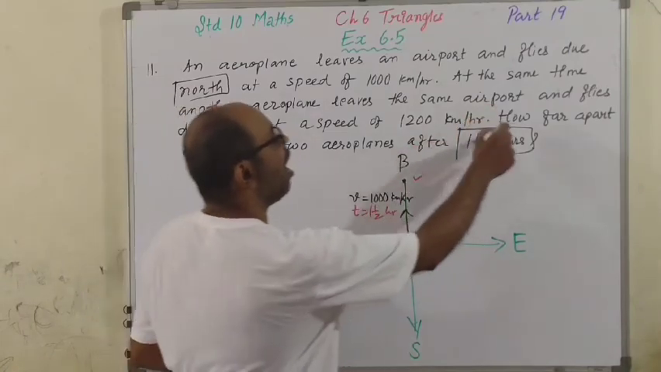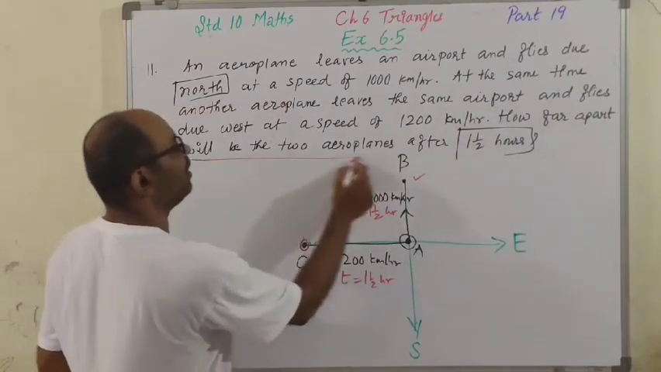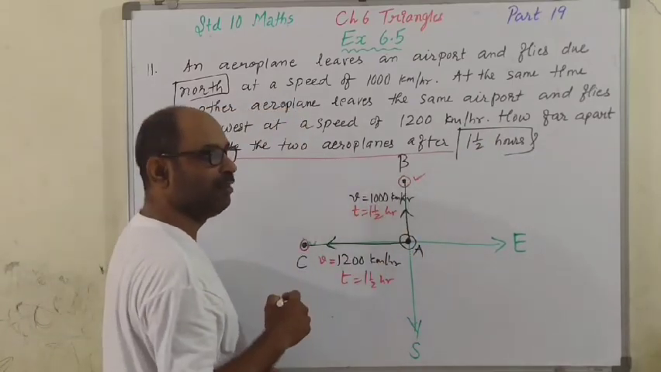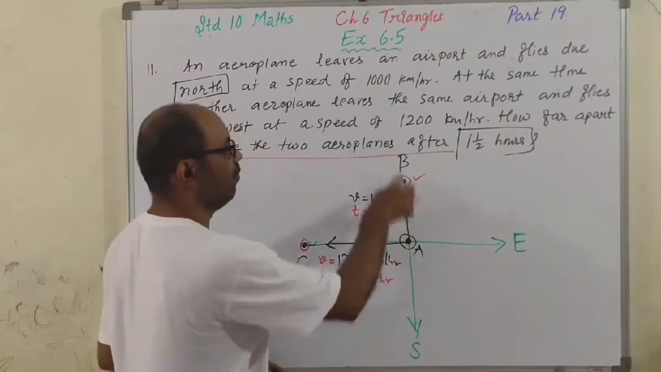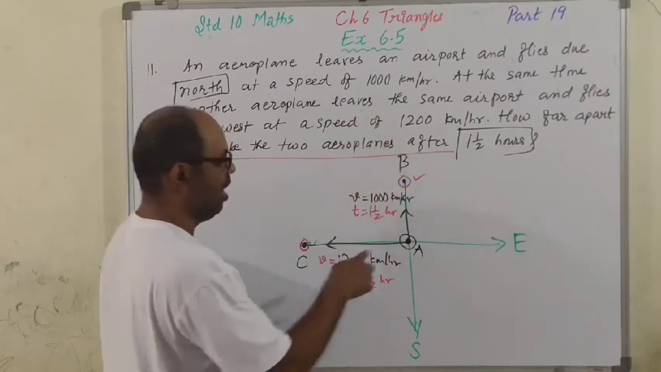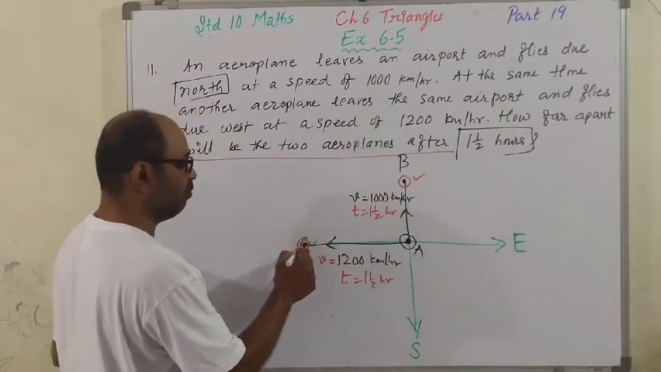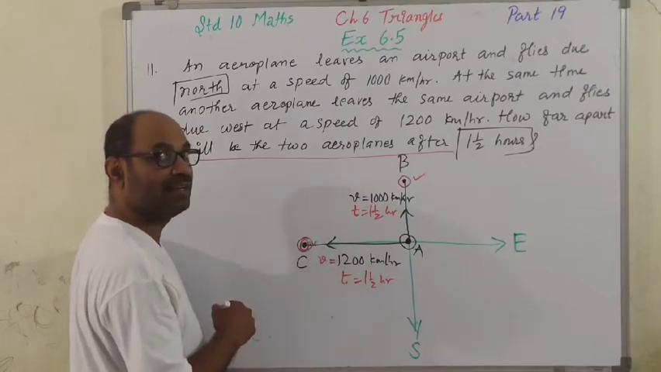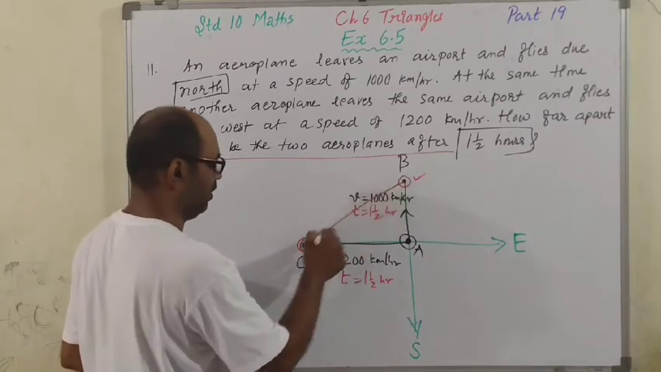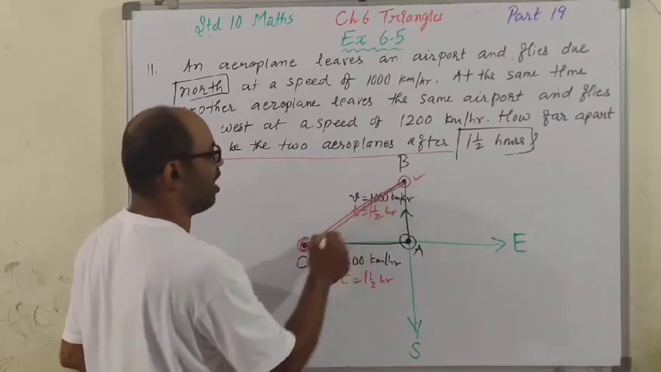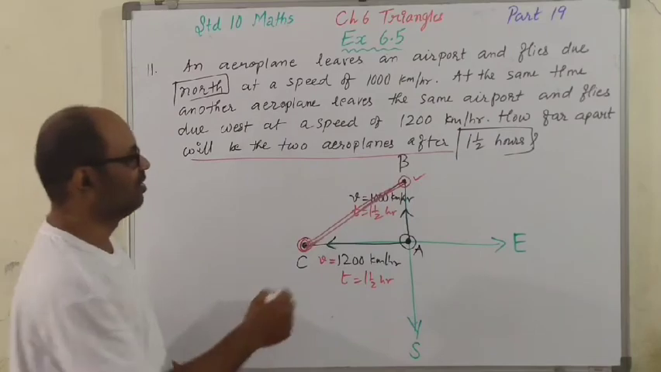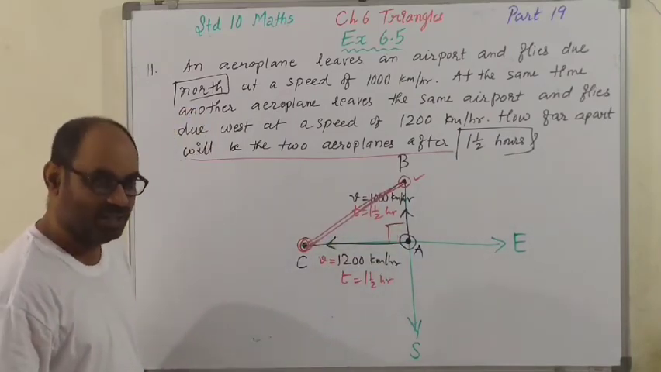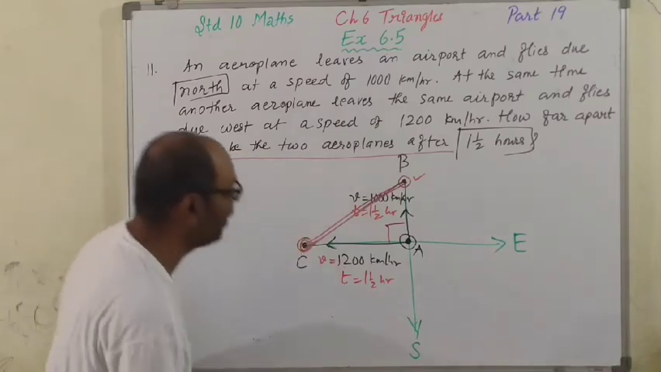The question is, how far apart will be these aeroplanes after this? So aeroplane 1 is positioned at B after 1.5 hour, moving at the speed of 1000 km per hour. Aeroplane 2 is positioned at C after 1.5 hour, moving at the speed of 1200 km per hour. And what is the distance between them? How far are they? BC. This is perpendicular. The two sides, north and west, are perpendicular to each other. So I'll draw the diagram again. Okay.